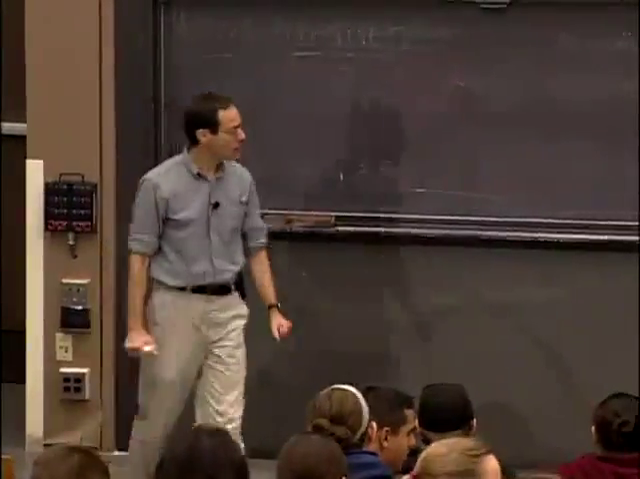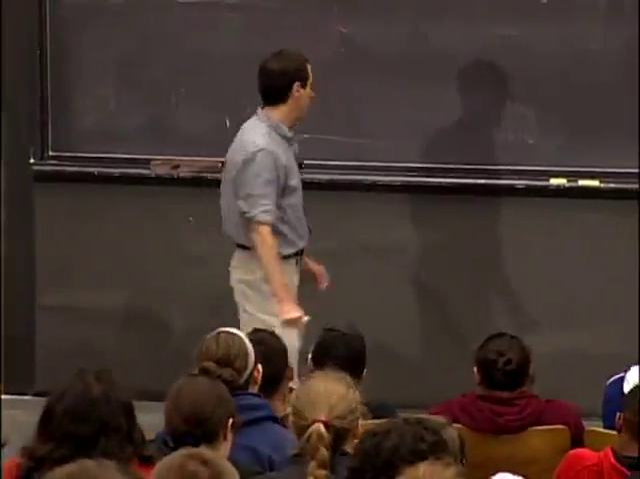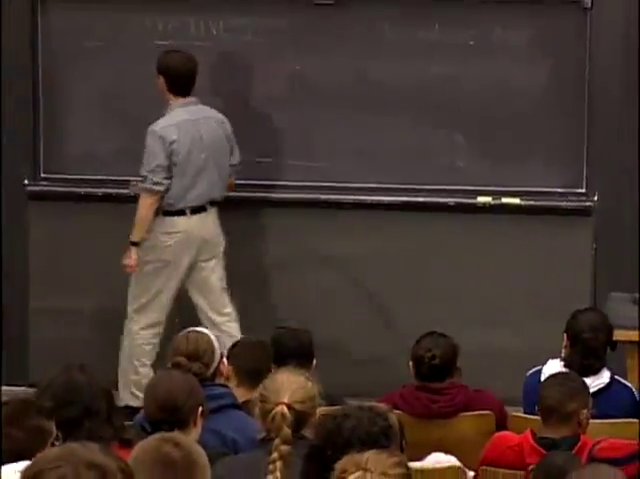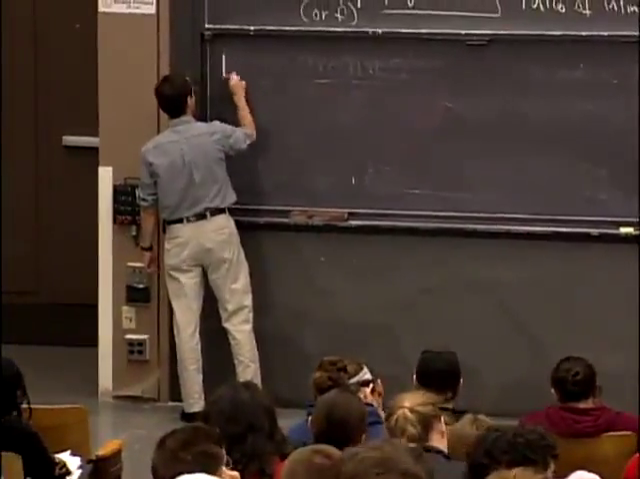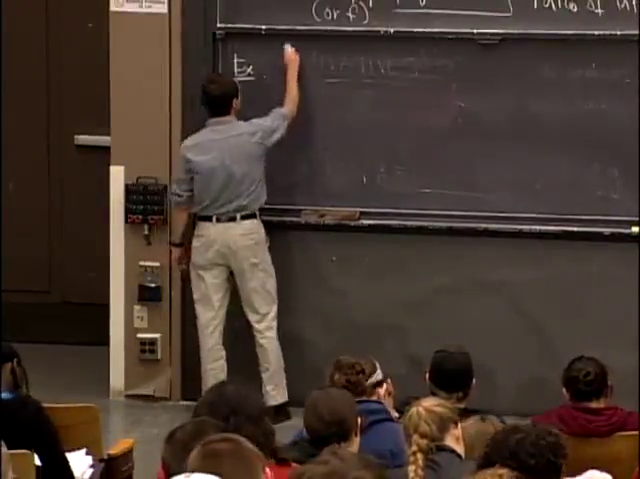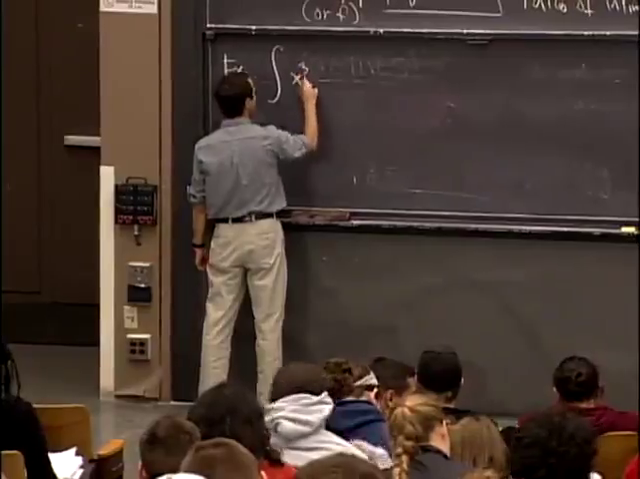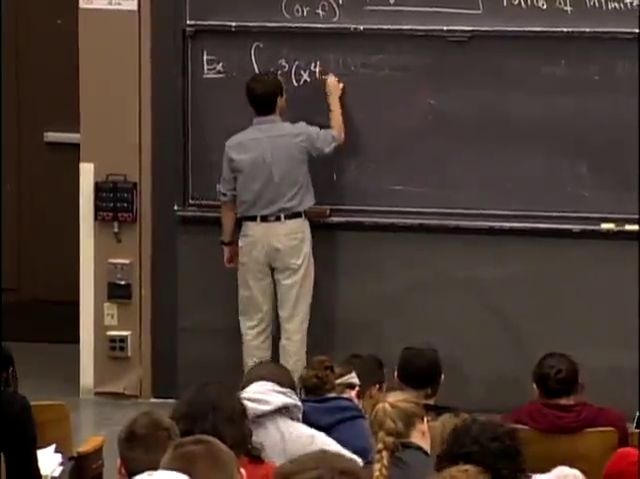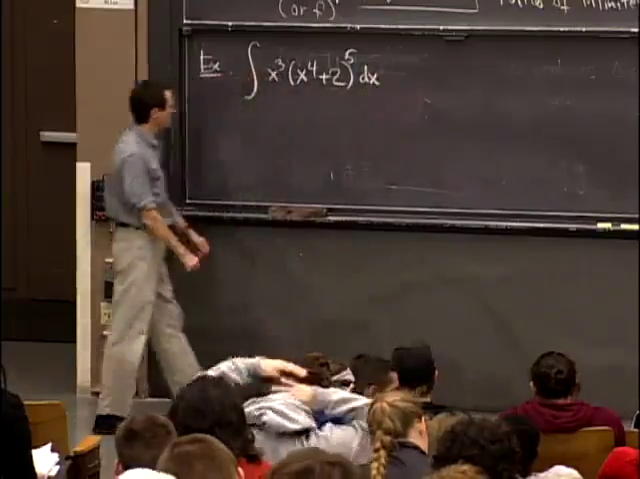All right, so let's go on to some trickier, slightly trickier integrals. Here's an example. The integral of, say, x cubed times (x to the fourth plus 2) to the fifth power dx.